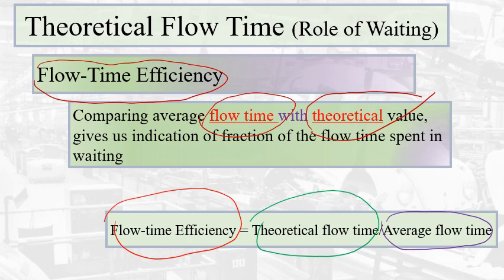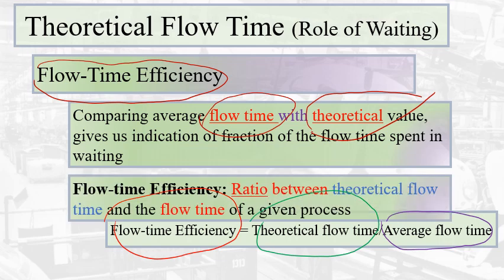Remember, your exam is going to be open book, so you could summarize the notes yourself and have them with you when you want to do the quiz and the exam. This equation is important because if a question gives us flow time efficiency, then we would be able to find out the theoretical flow time and the average flow time. Or sometimes the question might ask us for the flow time efficiency, and as long as we know the theoretical time and average flow time, and remember the difference between the two is waiting. The theoretical flow time does not include waiting, while the average flow time includes waiting.